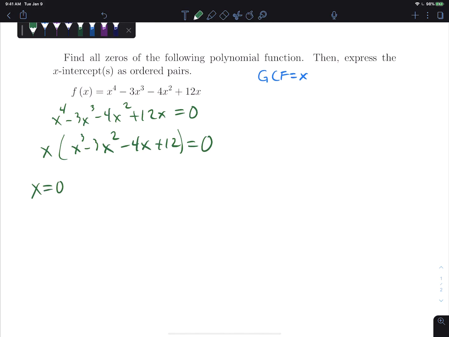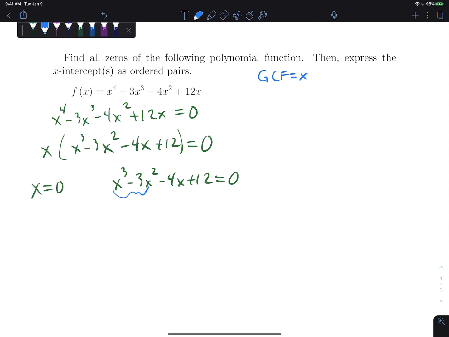In fact, I'm going to set x equal to 0, and then this entire other thing, x cubed minus 3x squared minus 4x plus 12 equal to 0. So we just set each of these equal to 0. Good. Now, notice that this is 4 terms. And so since it is 4 terms, it can probably factor by grouping. Now, it won't always work that way, but usually it will.